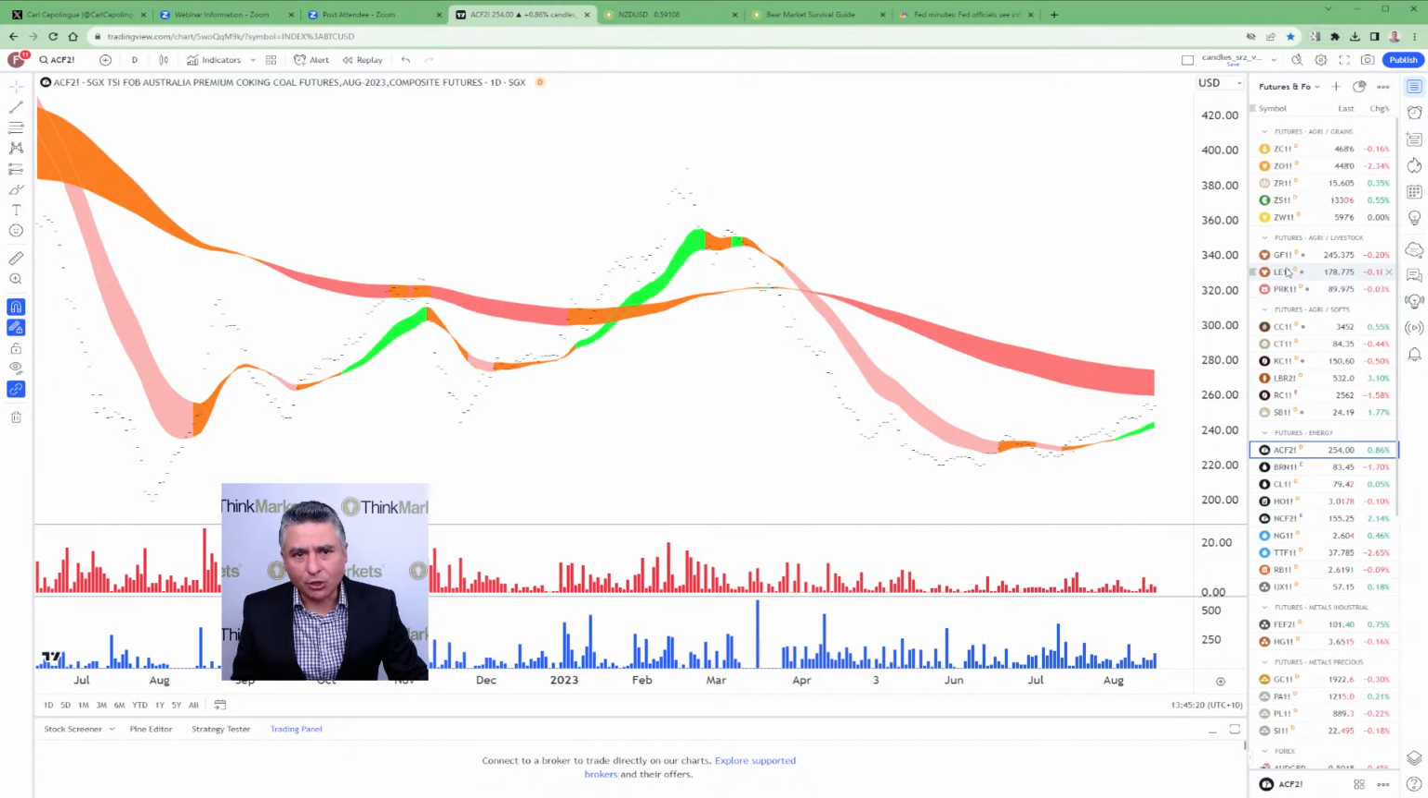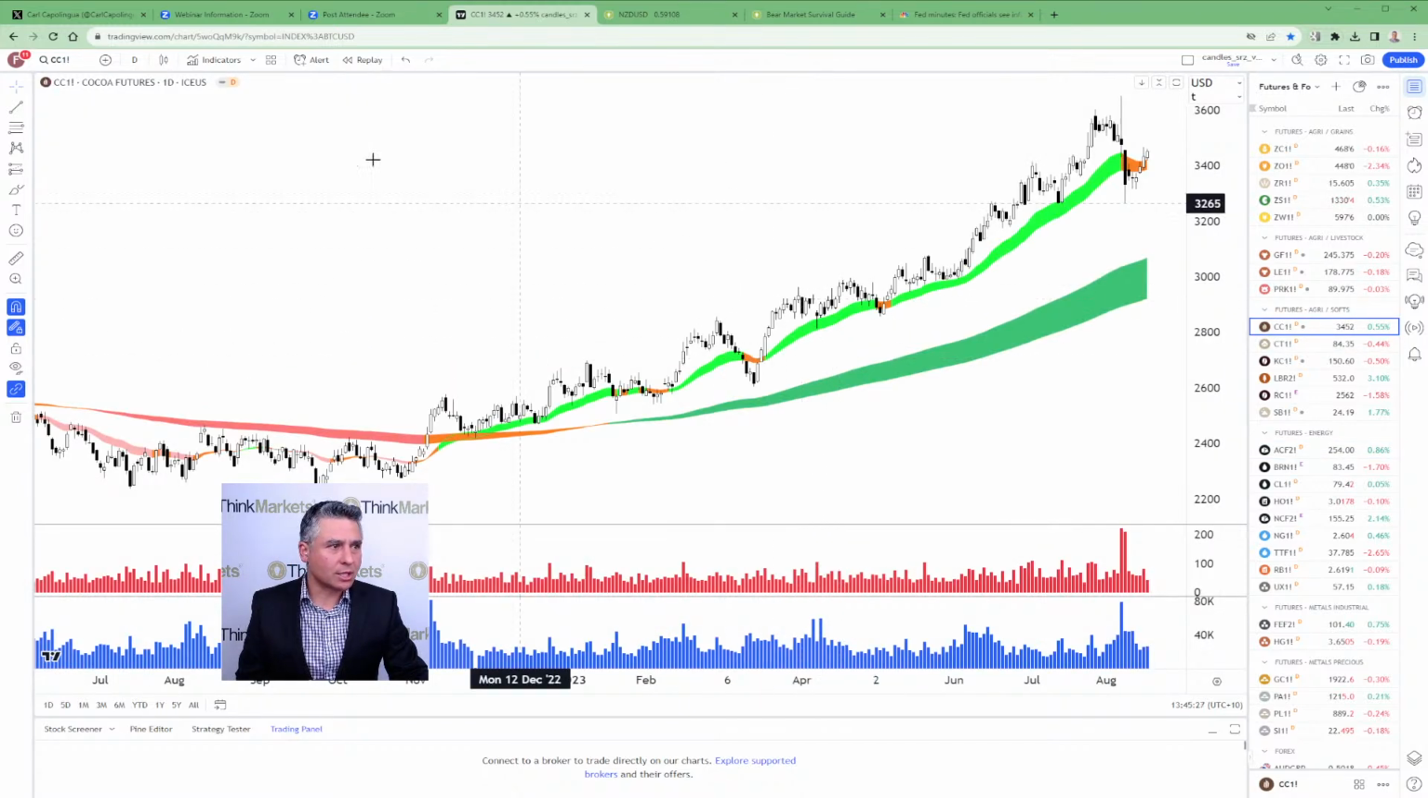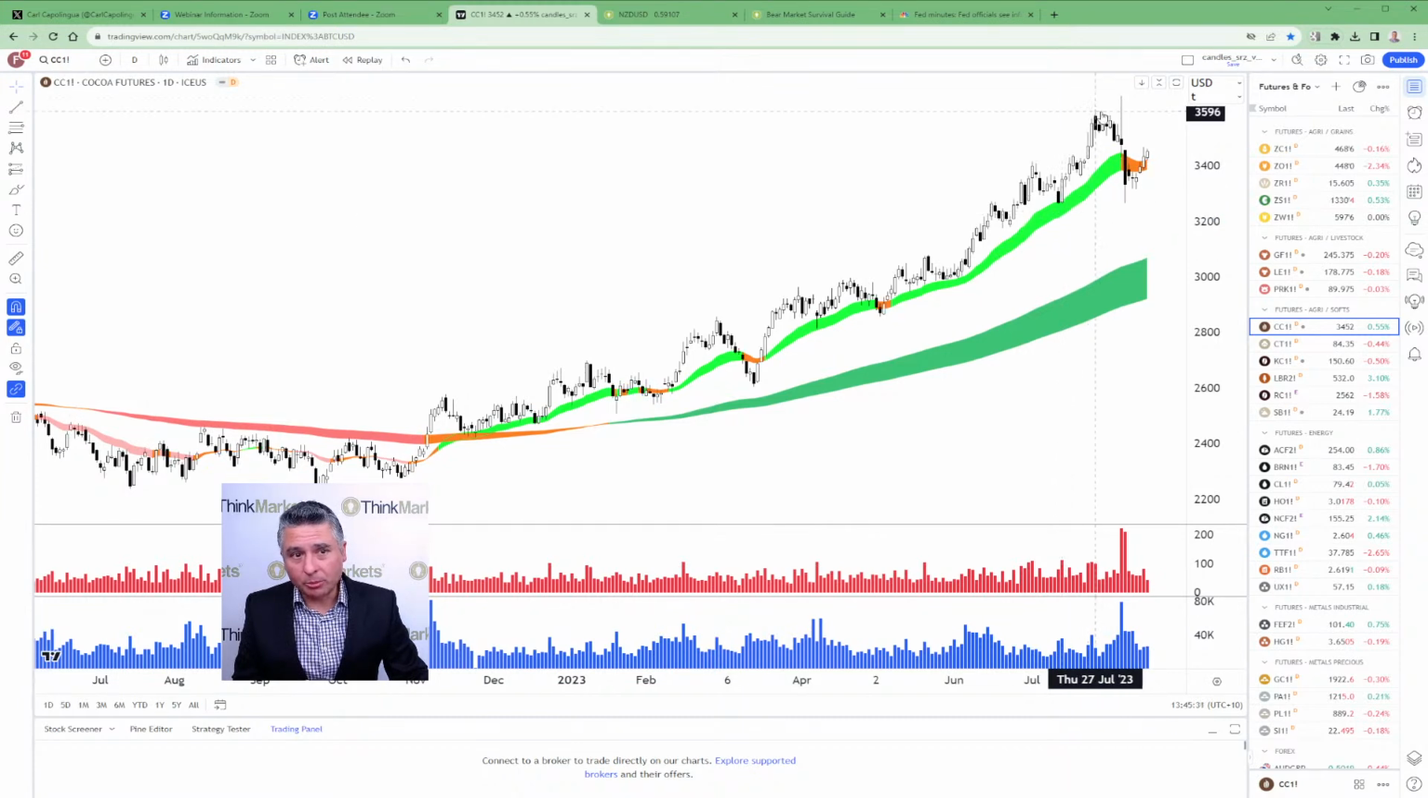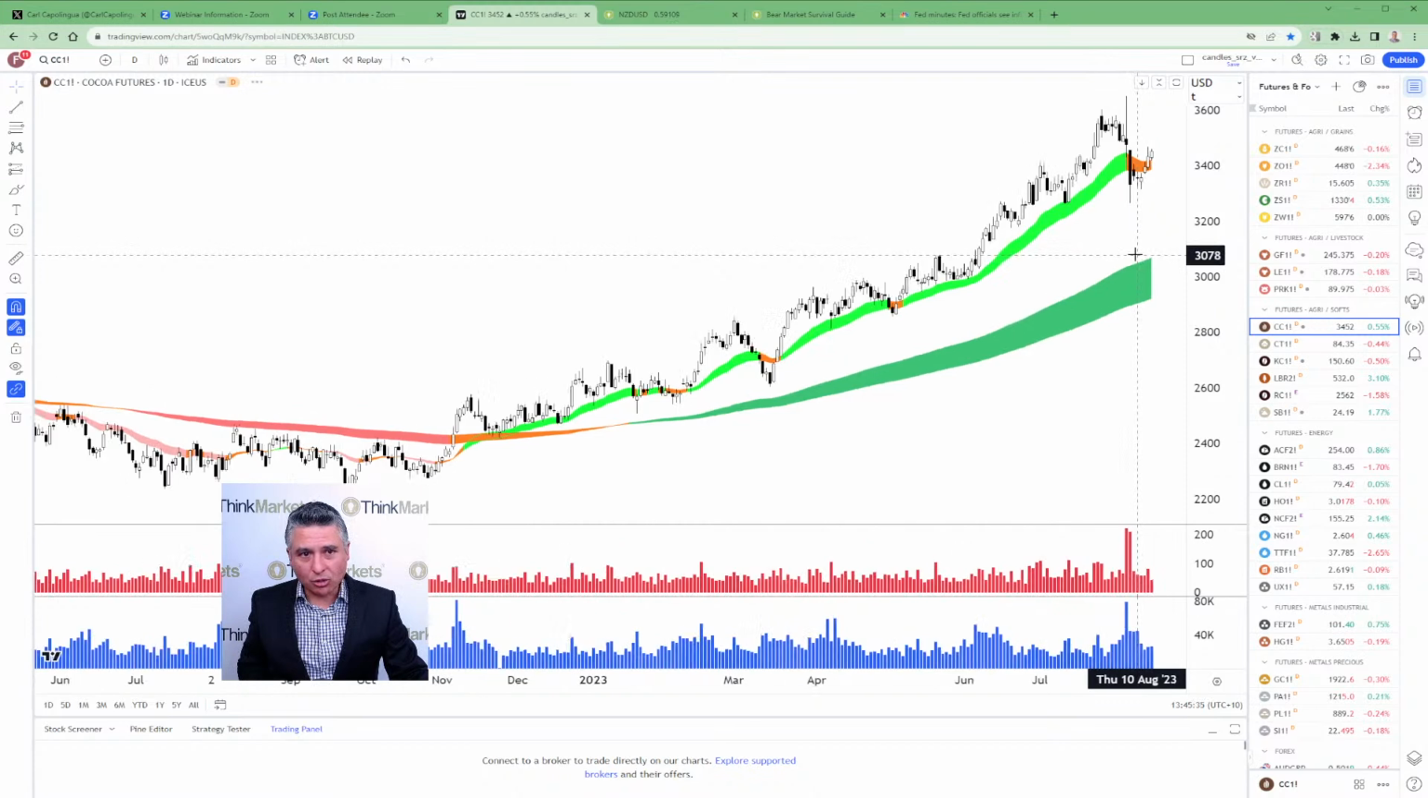Kirsty is also asking for cocoa, which is going to be that one down here. That's cocoa futures, which is a great long-term trend. I'm a little bit concerned about this candle here and this candle here, so I'm not sure if I want to buy that trend.